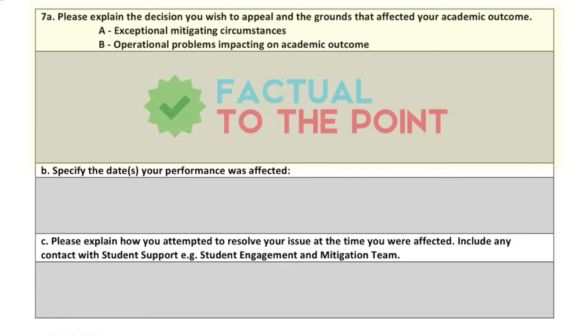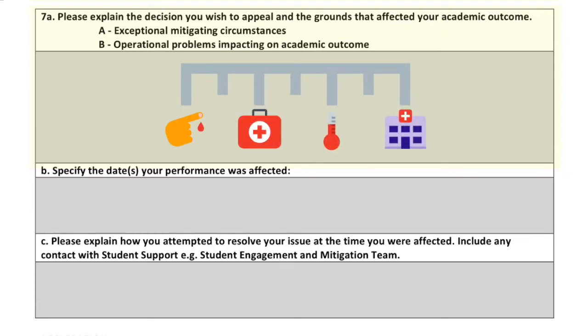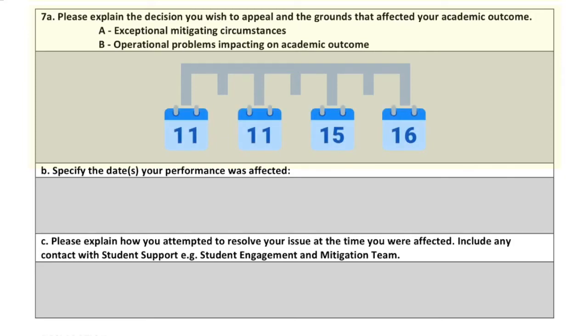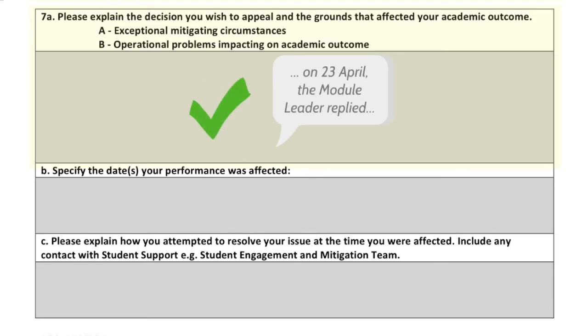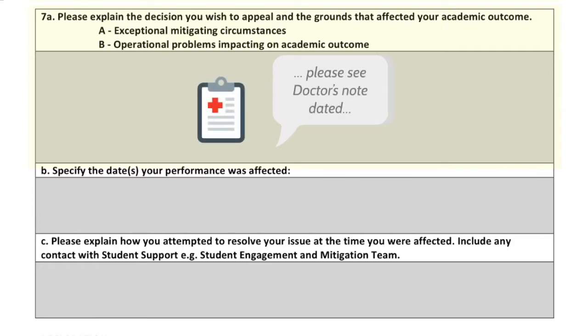We recommend detailing the timeline of events, explicitly stating key dates. Avoid saying things like, "On Tuesday they replied," and make sure you provide the full date and specific person or department who replied. We recommend referencing each piece of evidence that you have provided as it becomes relevant. For example, overtly write, "Please see doctor's note dated," after you have spoken about the illness that it covers.